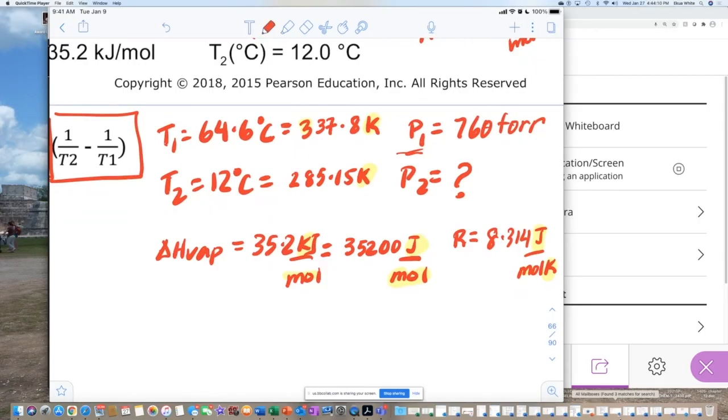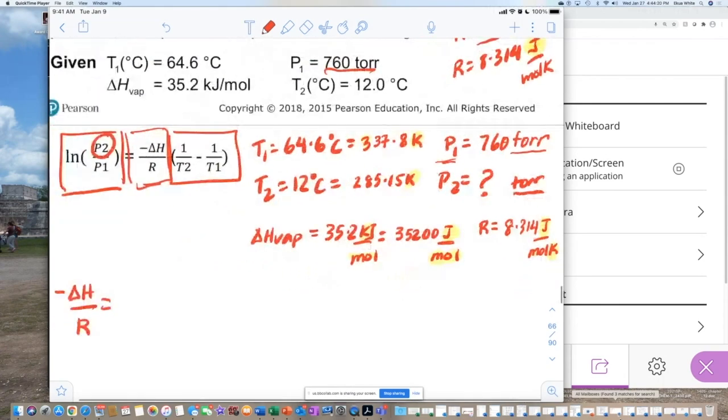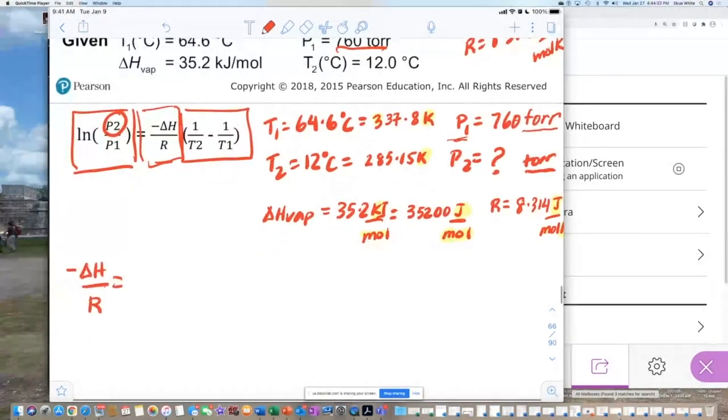You're probably wondering, if you're an overthinker like I am, what about torr? That just means when I get my unknown it will be in torr. Okay, we're good. Now that I've done that, finally I can start working over here. So I can just copy this number in, negative 35200 joules per mole over R, and R is 8.314 joules per mole K.